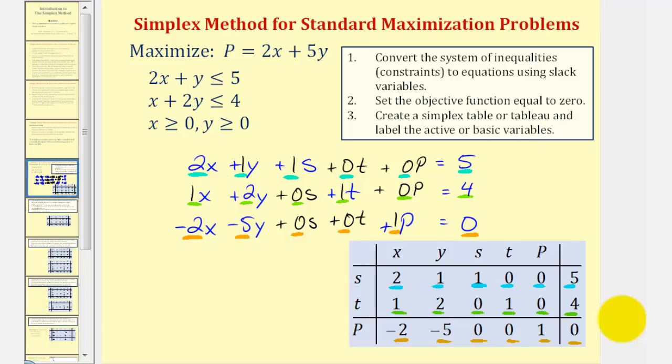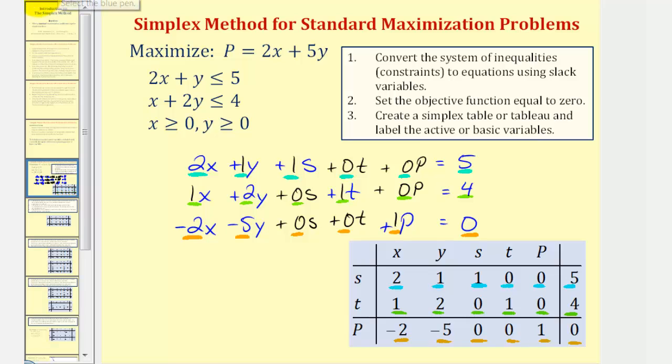The last thing we want to do is label the active variables here on the left, which would be the columns that only contain 1 and zeros. So that would be s, t, and p. So those are listed here. Again, this is optional, but I do like to show this. Now I should mention that each tableau does represent one possible solution to our problem. This one would just not be the maximum p.